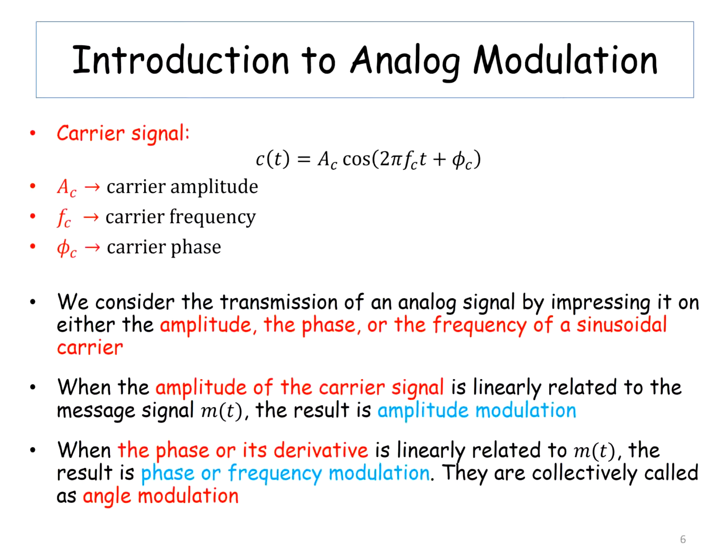We consider the transmission of an analog signal by impressing it on either the amplitude or the frequency of a carrier. When the amplitude of the carrier is linearly related to the message signal m(t), the result is amplitude modulation. When the phase or its derivative is linearly related to m(t), the result is phase or frequency modulation. They are collectively called angle modulation. In this lecture, we will focus on the amplitude modulations.